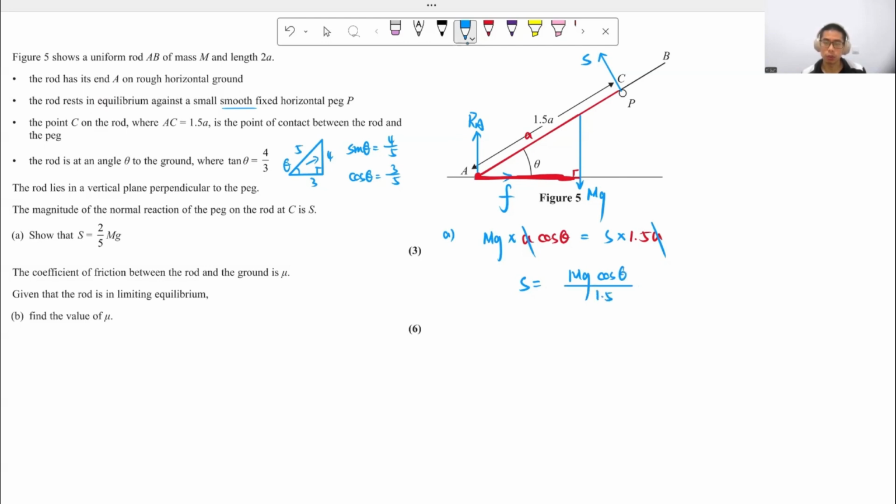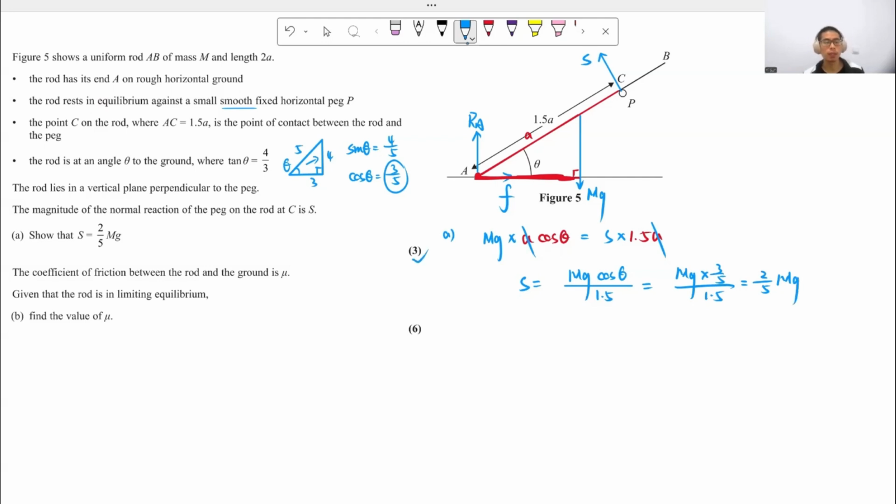And then we know what cos theta is. Cos theta is equal to 3/5. So mg times 3/5 divided by 1.5. So 3/5 divided by 1.5, that's just 2/5. So that's just equal to 2/5 mg, which is what we need for part A.